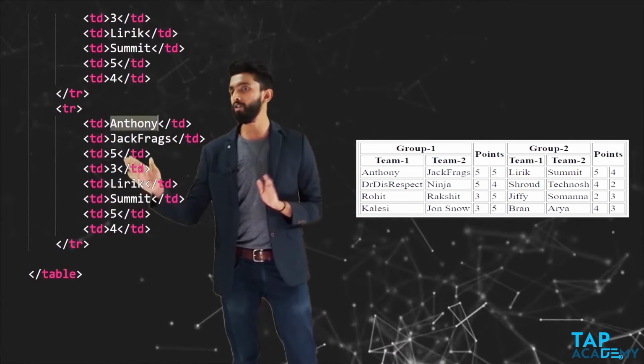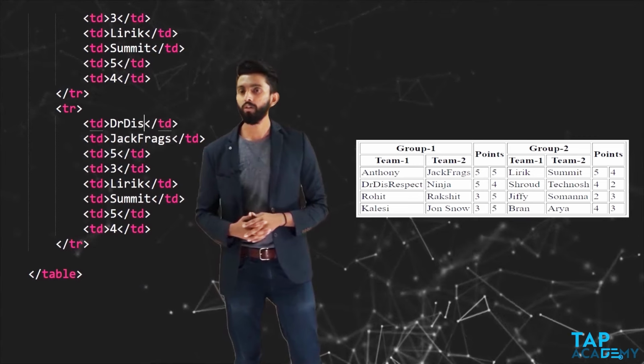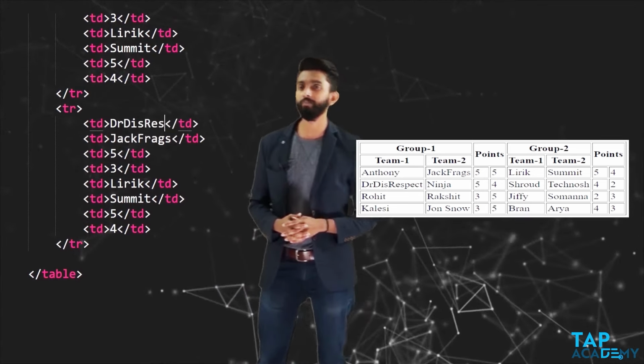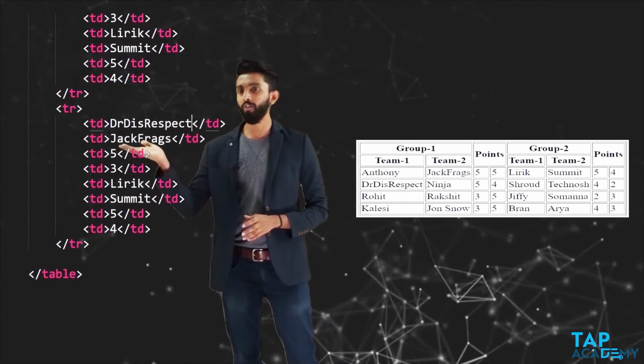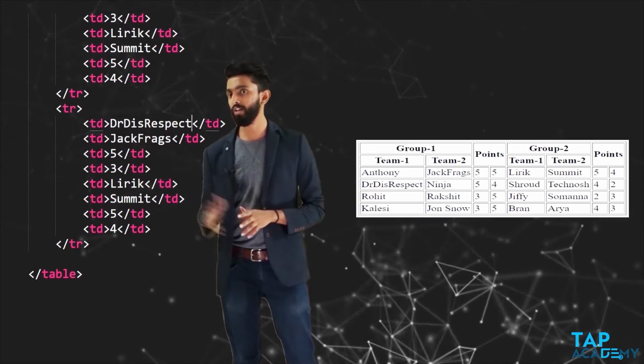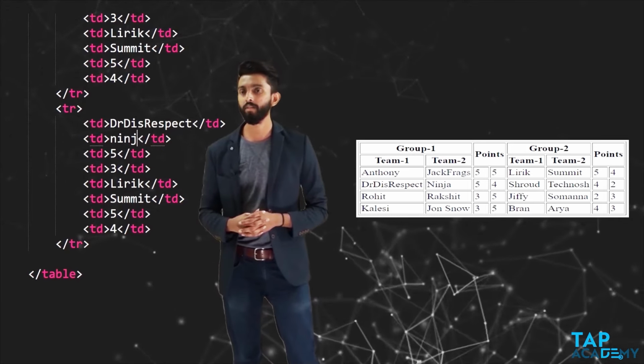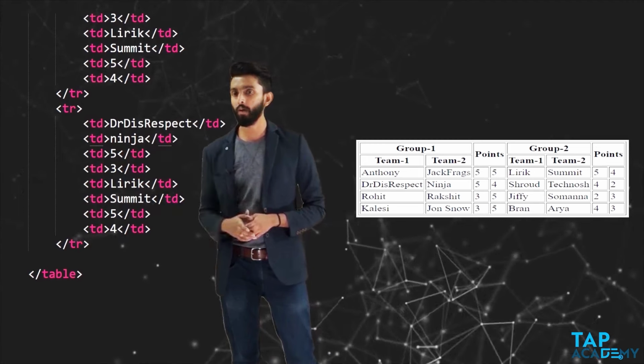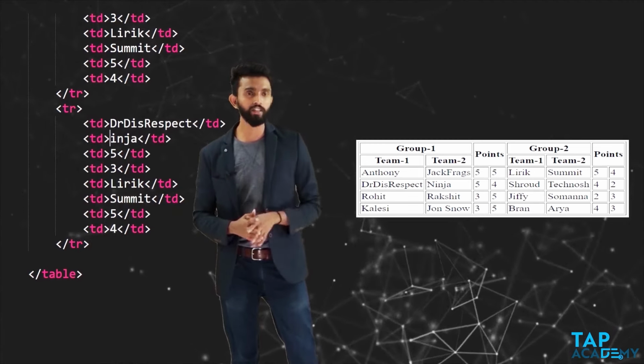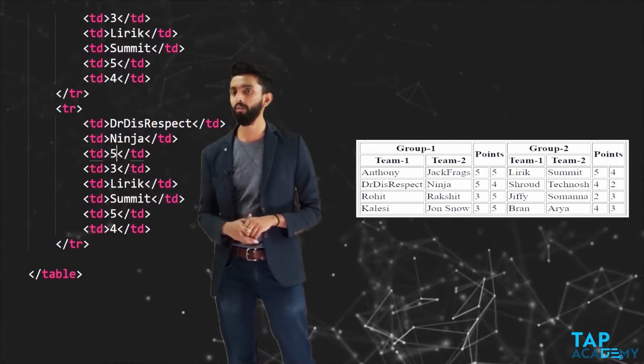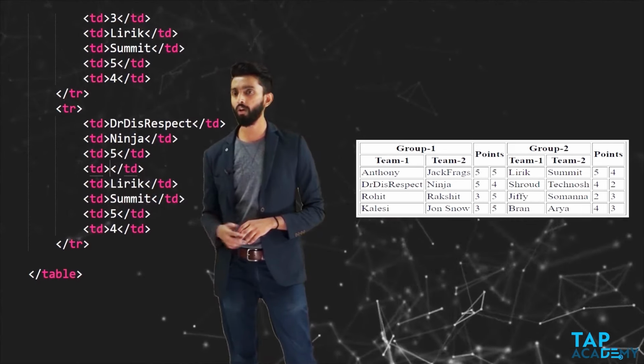So it's Dr. Disrespect. So Dr. Disrespect I will tell. After which next is Ninja. So I will tell Ninja like this. Right, I make that N as capital. After which next is the point. So 5 and 4 I will make it as. 5 remains the same, 4 I will make it as.